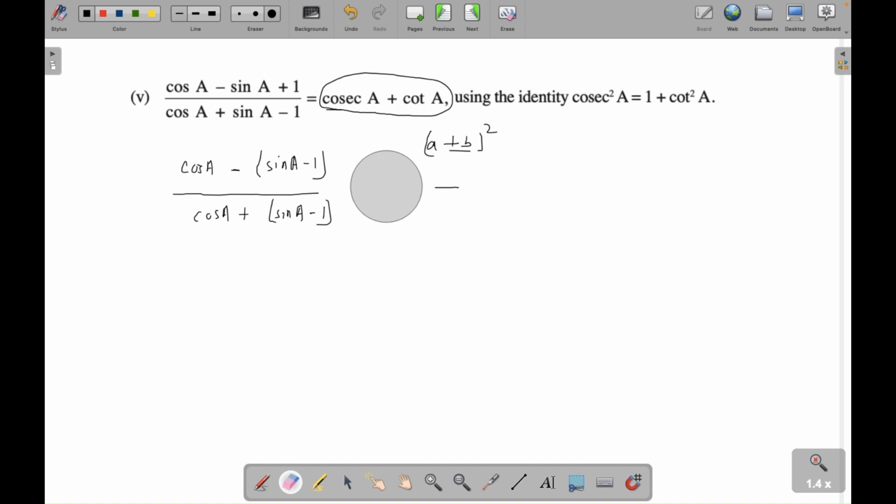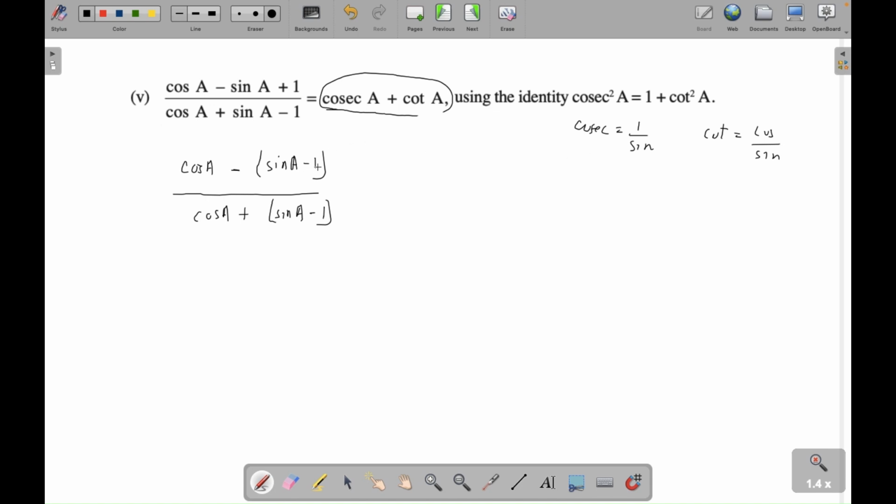Why? Because the question specifically mentions that we have to use the identity cosec square x is equal to 1 plus cot square. So we have to first convert this to cosec and cot. How do we convert this? First of all, let us see what cosec is. Cosec is 1 upon sine. And cot is cos upon sine.